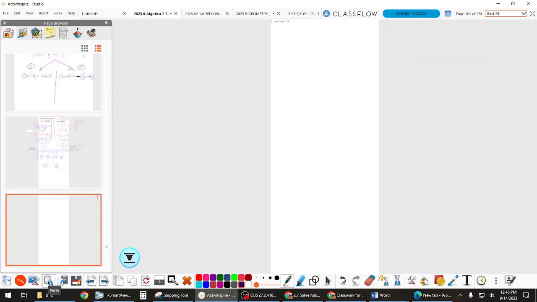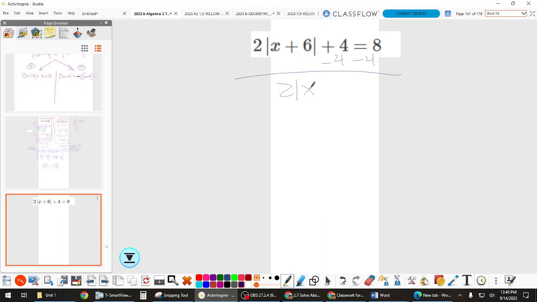Okay, what about these kind? Minuscule little thing, you can't even see it. First step. Good. Okay, then divide by 2. So we're working to get the absolute value by itself, and just wanted to check in and make sure these are going okay. So this is where we set it equal to 2 and negative 2.